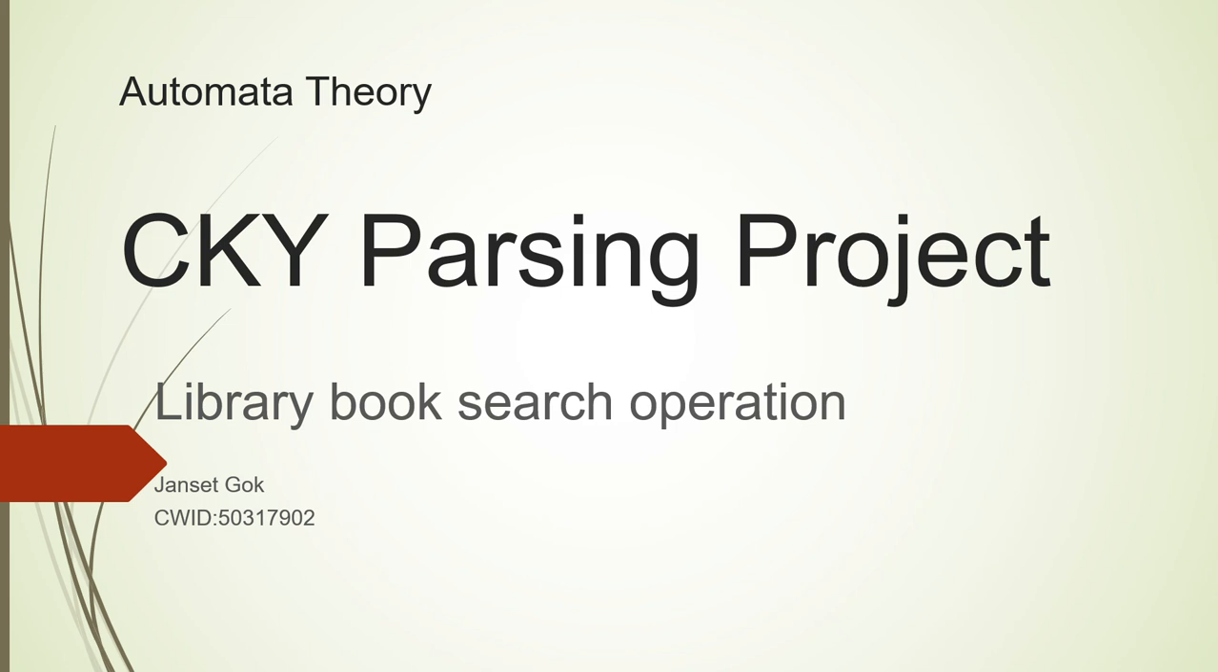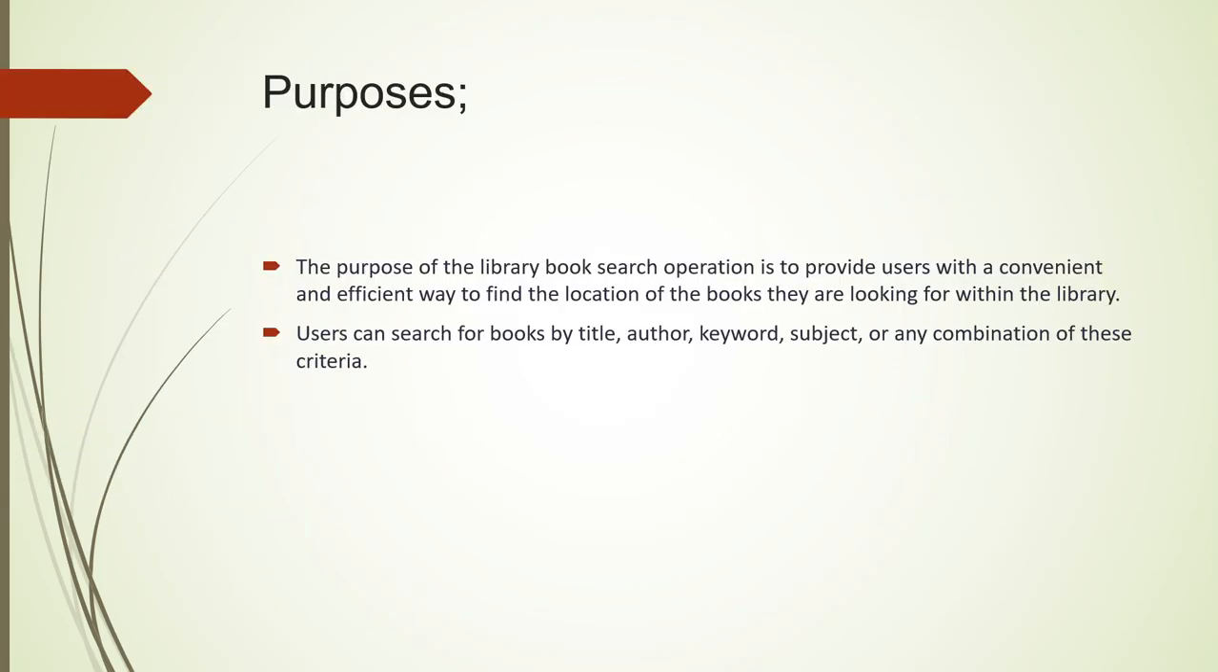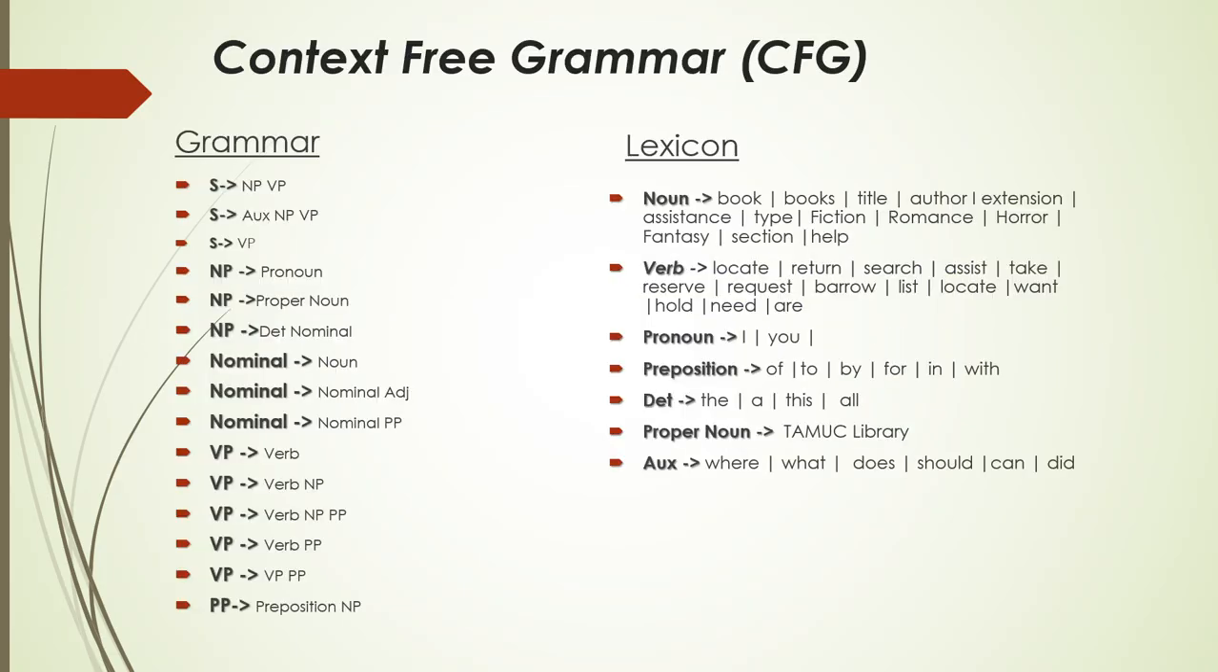Hello, this is Janset. Today I will present the automated theory project, context-free grammar into Chomsky normal form parsing, library book search operation. The purpose of this project is to provide users with a convenient and efficient way to find the location of the books within the library.